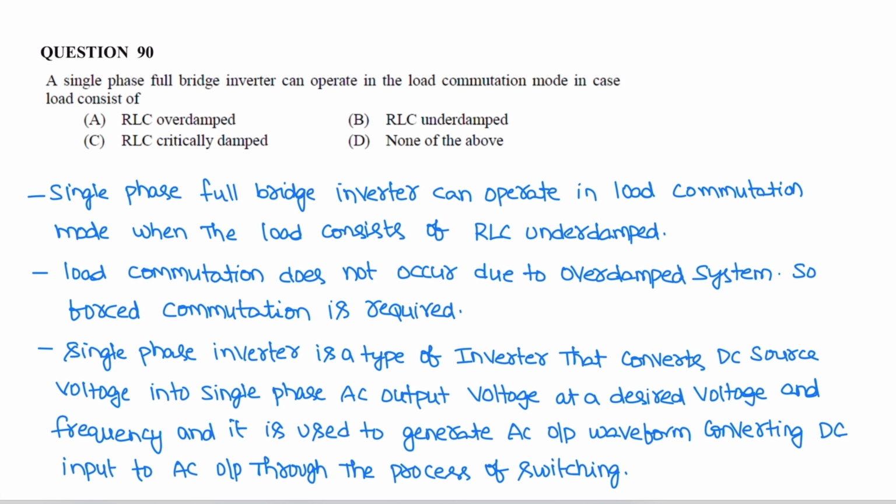Next question. A single phase full bridge inverter can operate in a load commutation mode in case the load consists of RLC underdamped. That is, load commutation does not occur in an overdamped system, so forced commutation is required. Single phase inverter is a type of inverter that converts DC voltage source into a single phase AC output voltage at a desired voltage and frequency. It is used to generate AC output waveform, converting DC input to AC output through the process of switching. And this is the definition for a single phase inverter. And the load commutation mode is used when our system is underdamped.